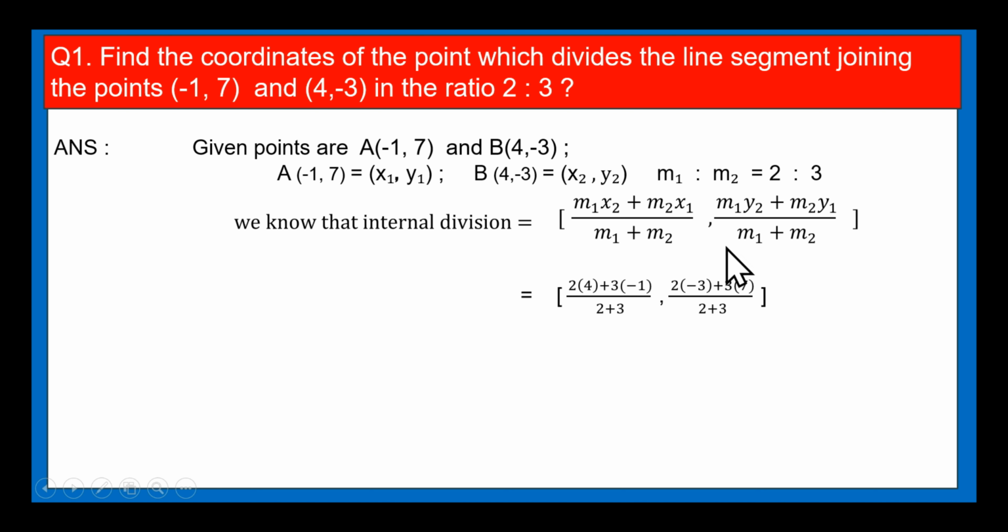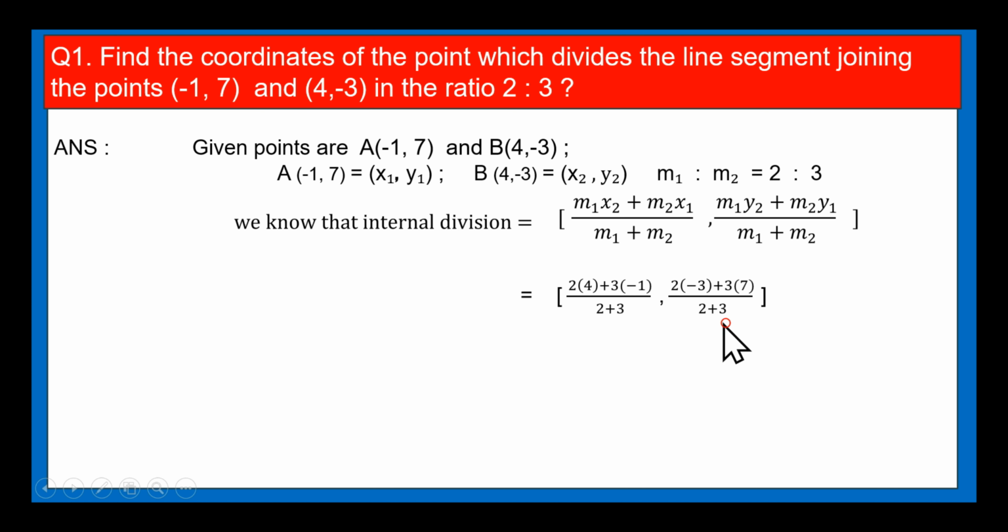Similarly, y coordinate: m1 y2. m1 is 2 into y2 value is -3, 2 into -3, plus m2 y1, m2 is 3 into y1 value is 7, 3 into 7, divided by m1 plus m2, means 2 plus 3.